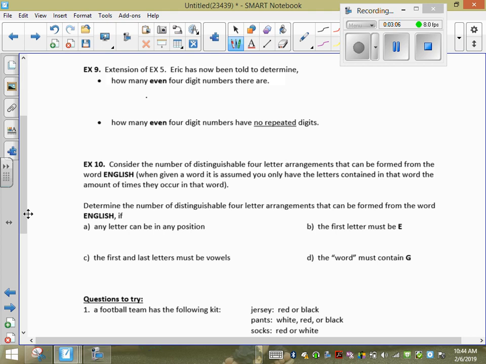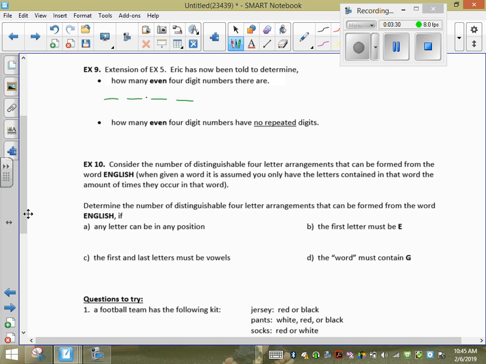Okay, so example 9 is an extension of example 5, which we did yesterday, which was the 4-digit odd numbers, correct? We agree? We're now going to do the same question with 4-digit even. So how does that change the question? So this one's 4-digit even, says nothing about not repeating, so we can repeat, right? We agree?